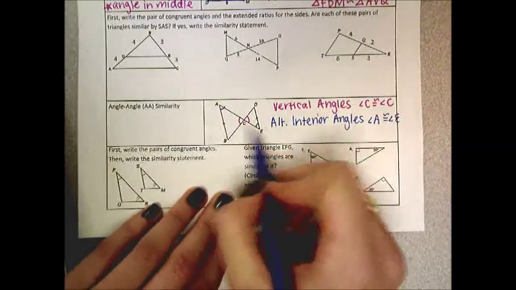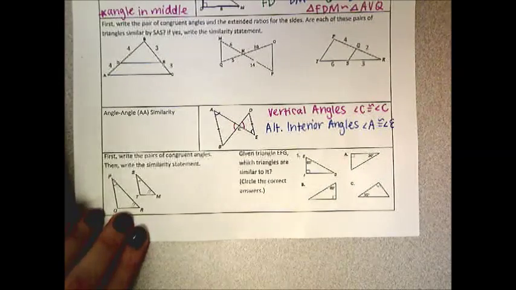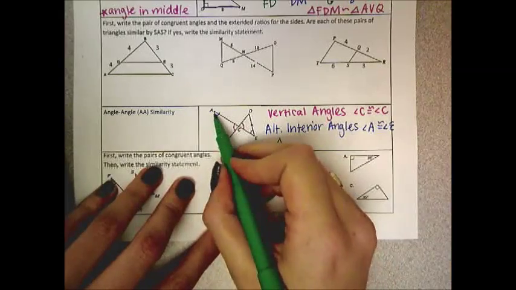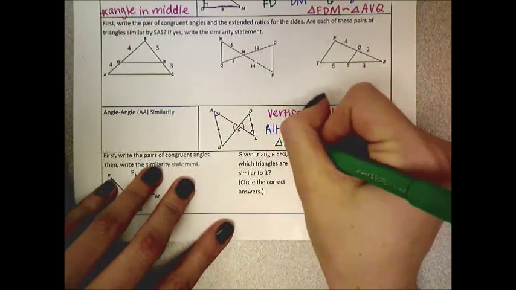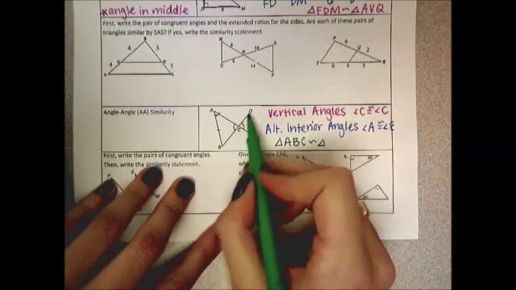Because those are congruent, we now have two pairs of congruent angles. The last thing we need to do for this example is write our similarity statement. So if I say triangle ABC, then that triangle is similar to EDC.